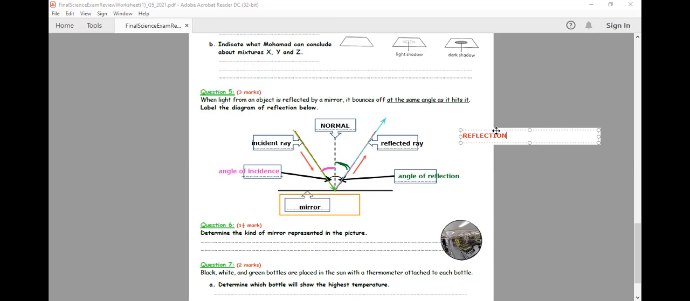This is a reflection. Reflection happens when light rays hit smooth surfaces such as mirrors, reflecting surfaces.